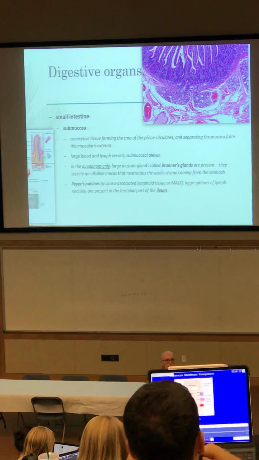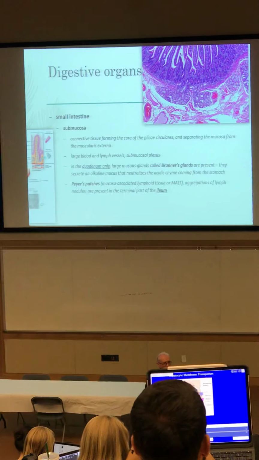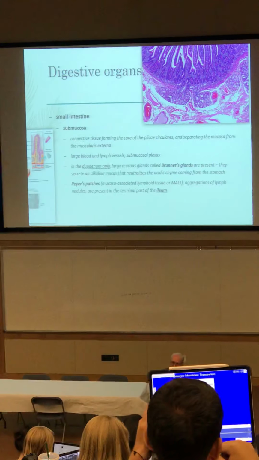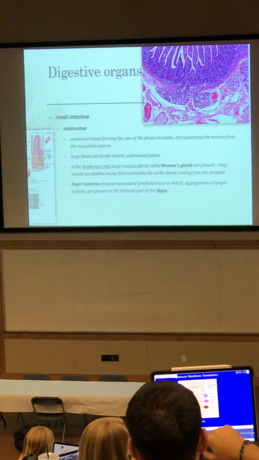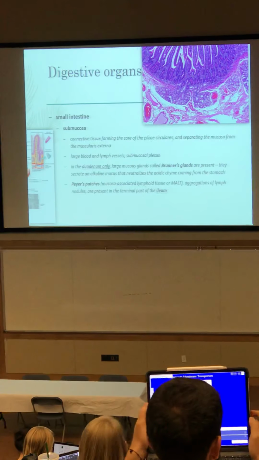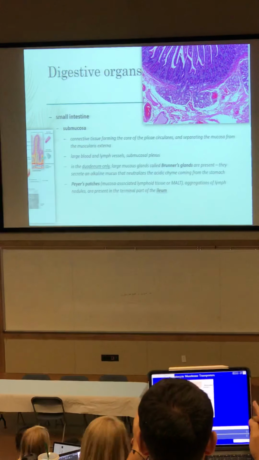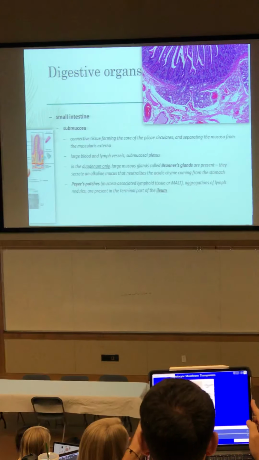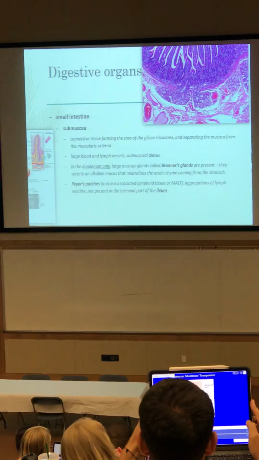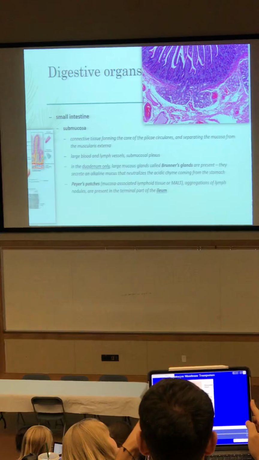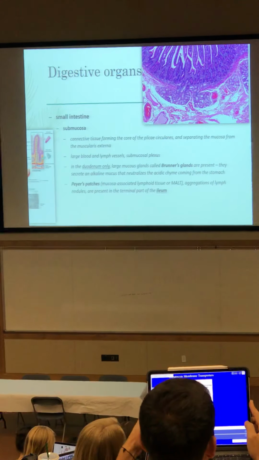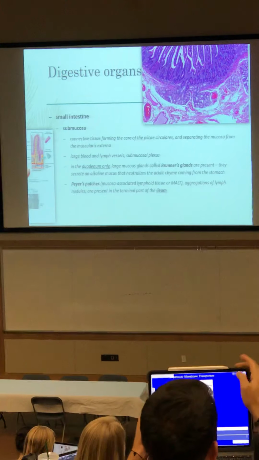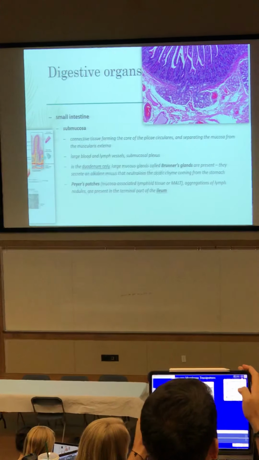So Peyer's patches are huge aggregates of lymphoid tissue found in the terminal part of the ileum, just before the ileum empties into the large intestine. And so if you see the Peyer's patches, you will know that you're in ileum. If you see the Brunner's glands, you will know that you're in duodenum. If you know that it's small intestine, but you don't see Peyer's patches or Brunner's glands, then just call it small intestine. Okay? You don't have to specify which part on the practical.